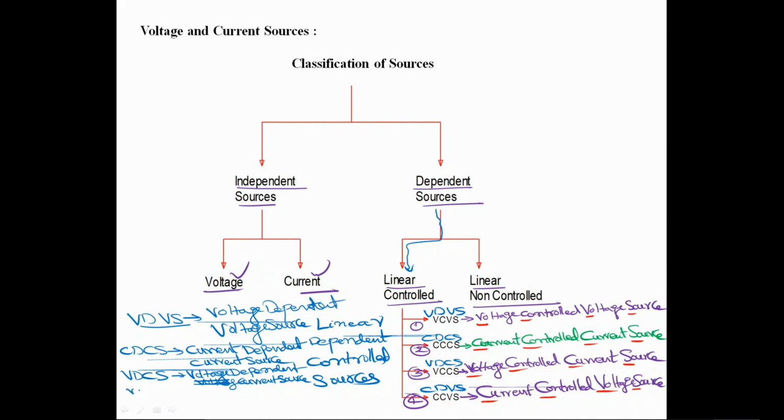And then finally you have CDVS. CDVS is the current dependent voltage source. So these four categories are one and the same.